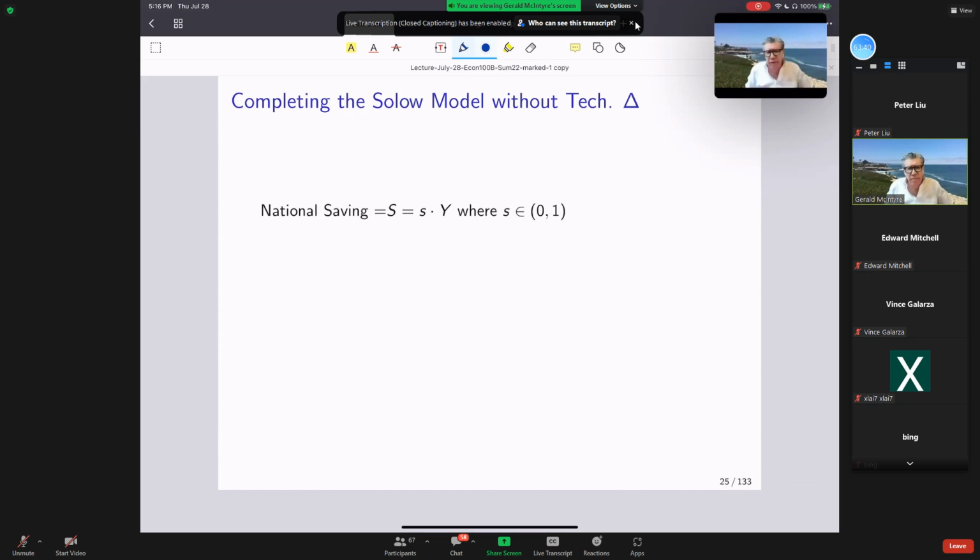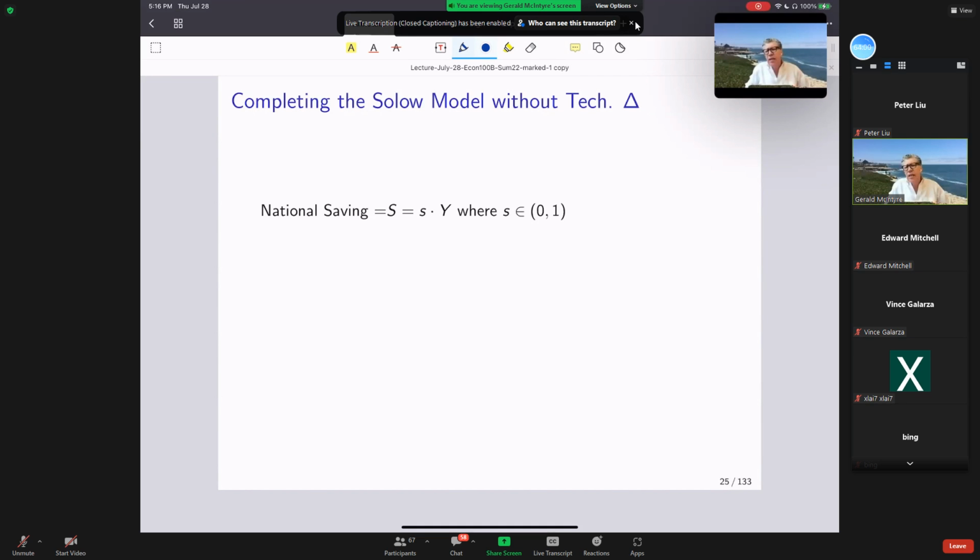Savings comes from investment. Investment comes from national savings. China is the world record holder for saving. No country has ever had a savings rate like China. The Chinese savings rate sometimes is over 50, 55% of GDP. It's astonishing. No country has ever had anything like that.